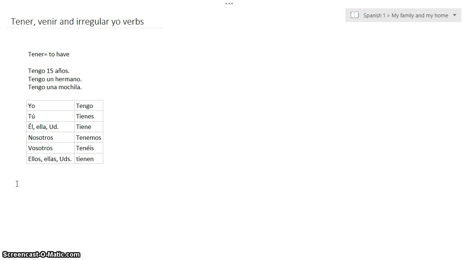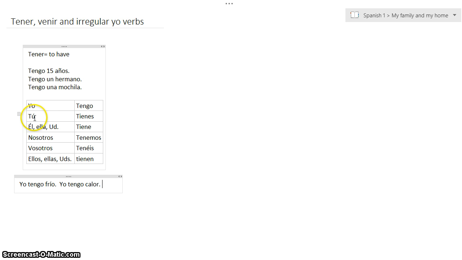You use tener to talk about things that in English we might use the verb am, is, are. For example, the way you say I am cold in Spanish is you don't say yo soy frío, you say I have cold or I have coldness. And so what you would say is yo tengo frío. To say I'm hot, you would say I have heat. Yo tengo calor.